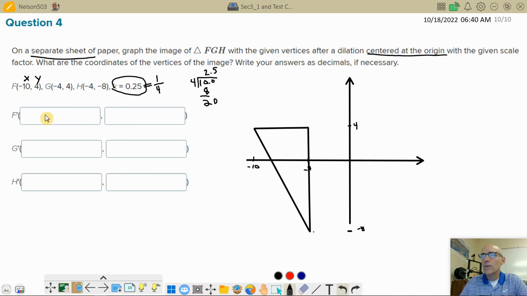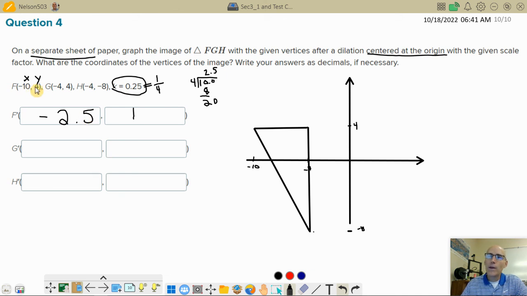All right, so what do I got? I got -2.5. That's what we said the 10 is multiplied by 1/4, right? And it's got a negative on it. And then a fourth of 4, well, that's easy. That's 1. How many times will 4 go into 4? 1 time. So my new coordinate is -2.5, 1.